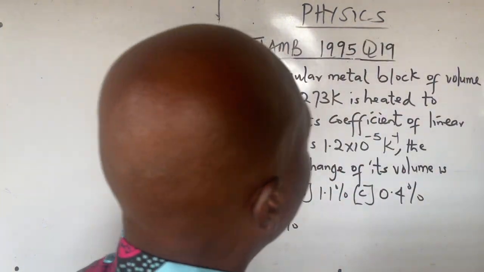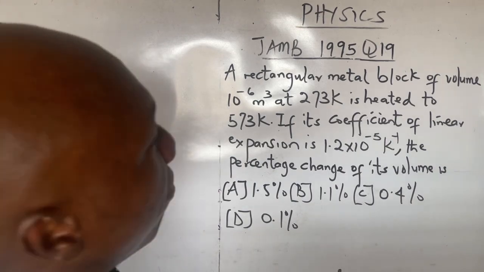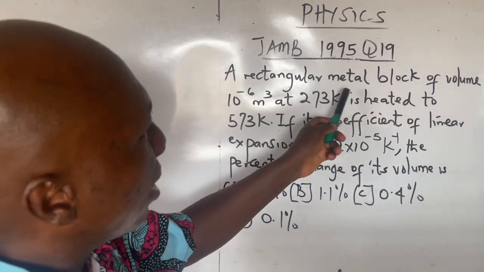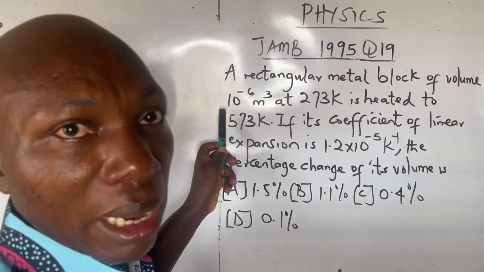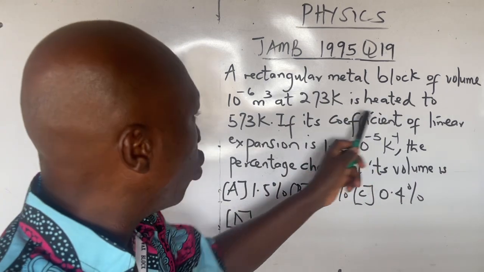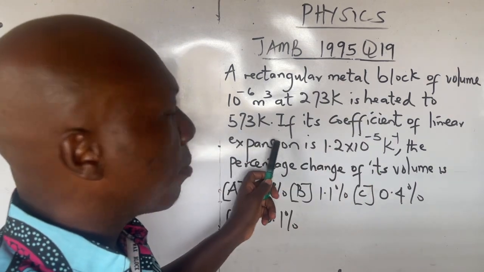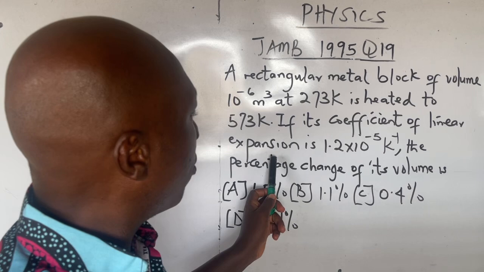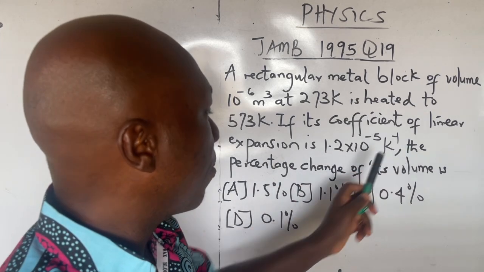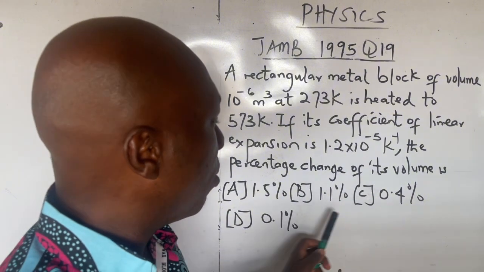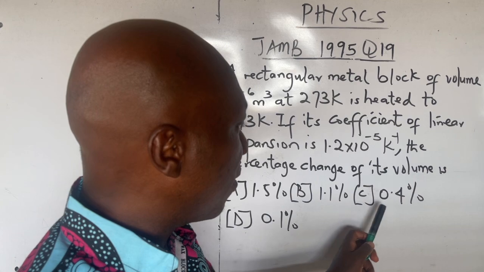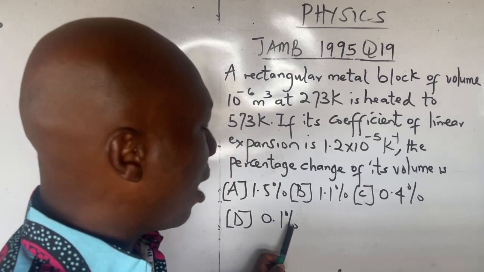We are told in JAMB 1995, question 19: a rectangular metal block of volume 10 raised to power minus 6 meter cube at 273 Kelvin is heated to 573 Kelvin. If its coefficient of linear expansion is 1.2 times 10 raised to power minus 5 per Kelvin, the percentage change of its volume is: 1.5%, 1.1%, 0.4%, and 0.1%.